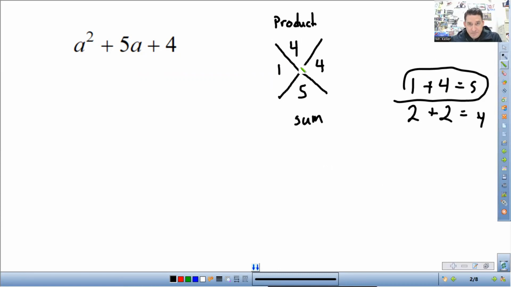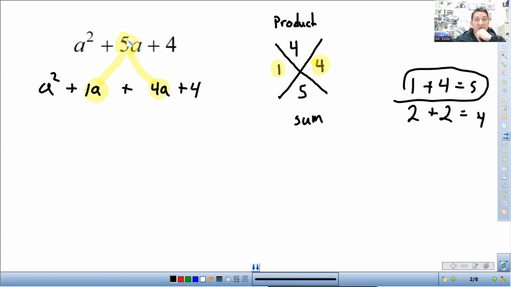So here, I'm going to show the whole step, and there's definitely a shortcut you'll see at the end. This 5 here, I'm going to split this 5a up into a 1a plus 4a. Bring down the rest, so there's a plus 4 over here, a squared plus. Again, all I do is take this 5a and split it up into whatever numbers you have on the side here.